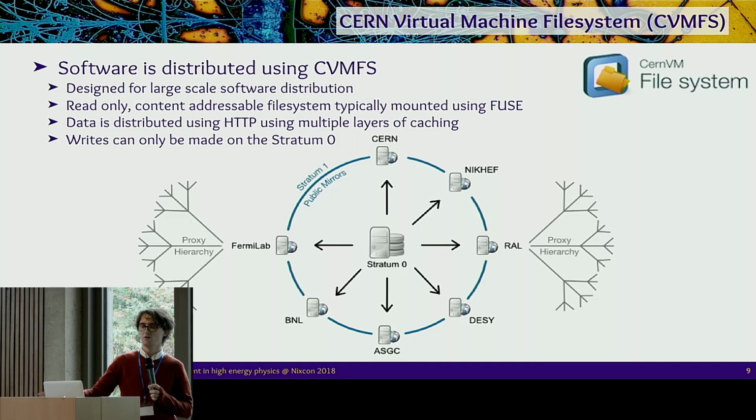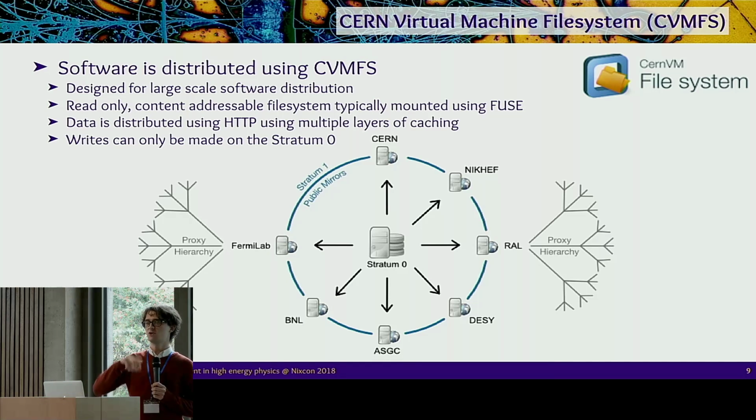So we have a read-only content-addressable file system that was developed at CERN called CVMFS. The way this works is that you have a central node called the Stratum 0, which is the only node on which writes can actually be made to this file system. Once you've made a write and made a commit, it gets distributed out to the public mirrors, of which there's typically about one per country wherever there's a significant amount of work going on.